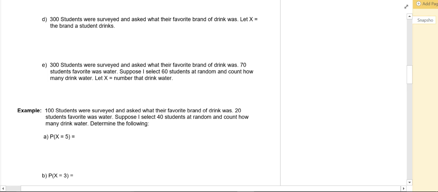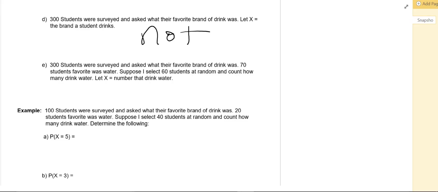Letter D. 300 students were surveyed and asked what their favorite brand of drink was. And X is the brand a student drinks. Well, X has multiple possible outcomes, right? Not just two. There are a lot of drinks out there. Last time I looked, there were hundreds of types of drinks you can drink, right? So this is not binomial.